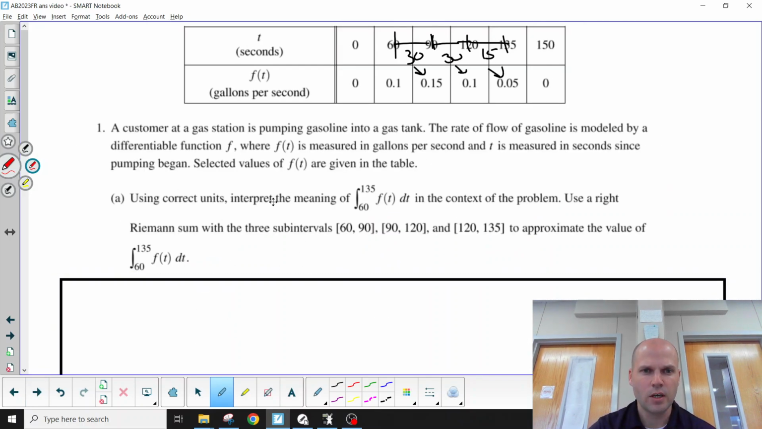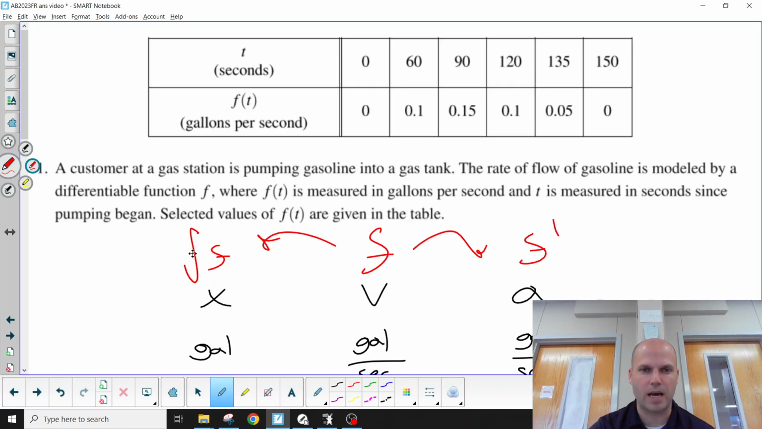Part A asks to interpret the meaning of the integral from 60 to 135 of f. So immediately I'm like, oh okay, I'm taking an antiderivative of f. I'm going to get a position because f is a derivative. They try to trick you with that. Hopefully you didn't get tricked.